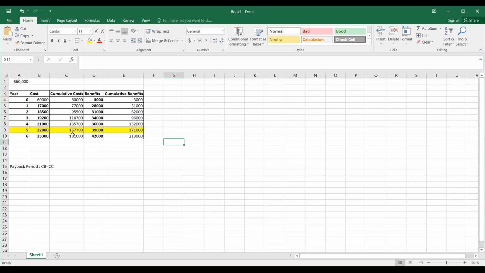For example, I want to know the exact period in which your cumulative benefits equal cumulative costs. In other words, 4 years and some months took place for the system to have a meeting point, a break-even point. That's the correct word. So how will you calculate in such a way that you know in which year and which month your cumulative benefits equal cumulative costs? How would you go about doing it?